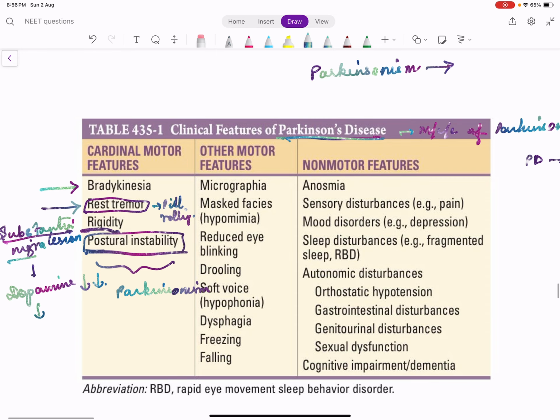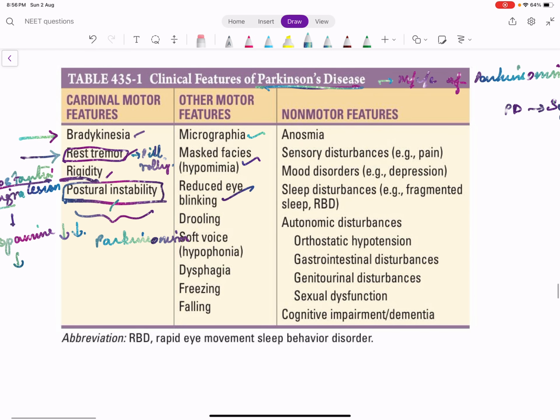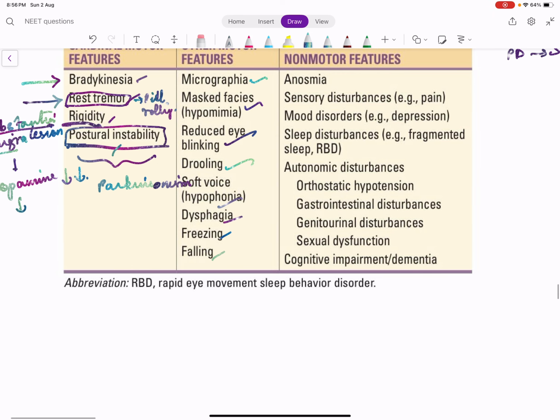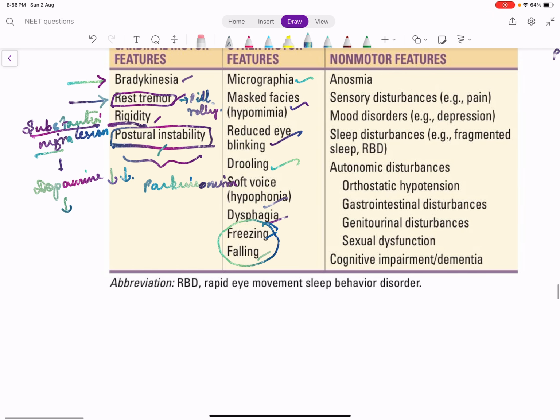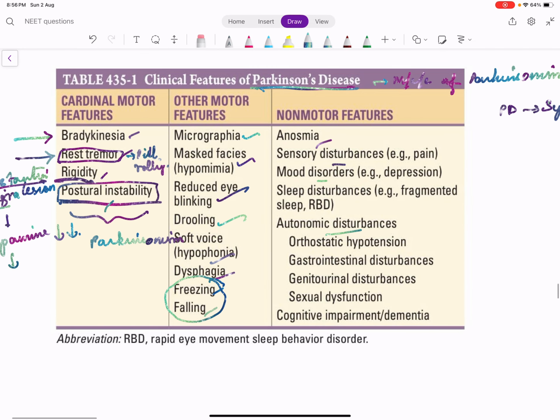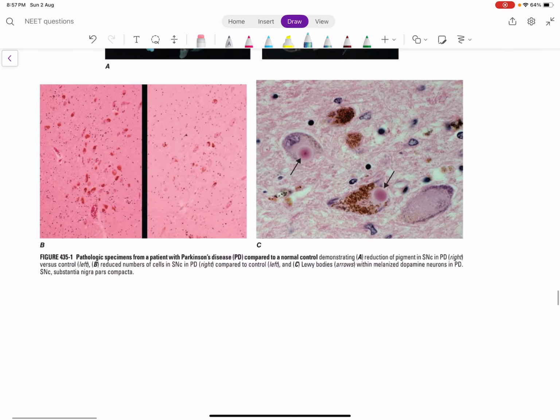So the cardinal four motor features of Parkinsonism are bradykinesia, resting tremor, rigidity and postural instability. Also we have micrographia, masked faces, reduced eye blinking because of low dopamine. We have drooling of saliva, soft voice, dysphagia, freezing and falling. This is most common in the late stages. And non-motor features are there. Like there are some mood disturbances, sensory disturbances, anosmia, autonomic disturbances. But everything is present in Parkinson's disease, but in Parkinson's plus some or more. We'll come to that also.